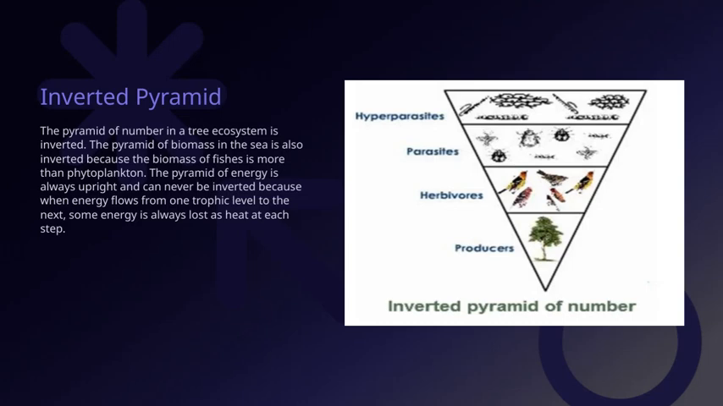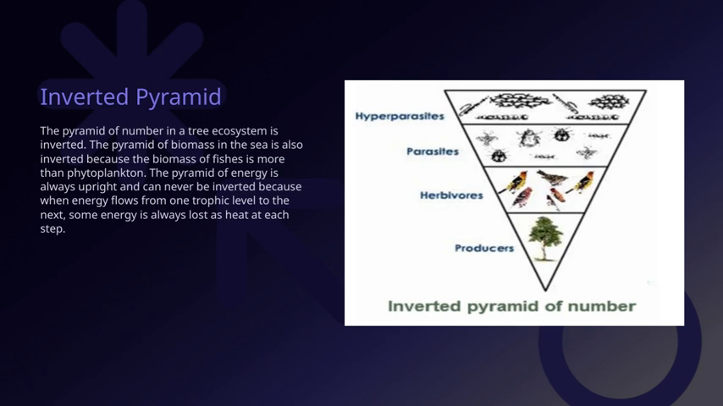Let's talk about the pyramid of number in a tree ecosystem, and you'll notice it's inverted. This means that there are fewer organisms at the base, like trees, and more at the top, such as insects or birds. Now, in the sea, the pyramid of biomass is also inverted. This might seem counterintuitive at first, but it happens because the biomass of fishes can be greater than that of the phytoplankton they feed on, especially when considering the total biomass over time.